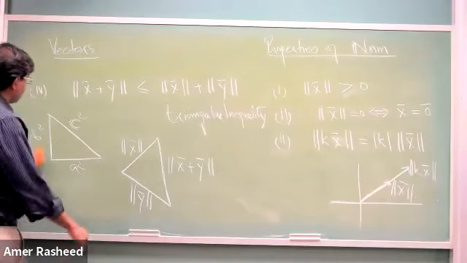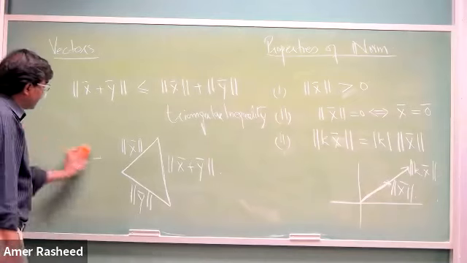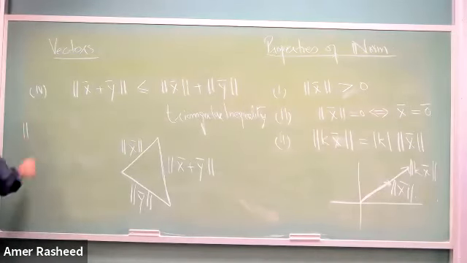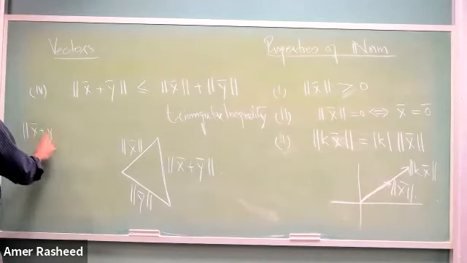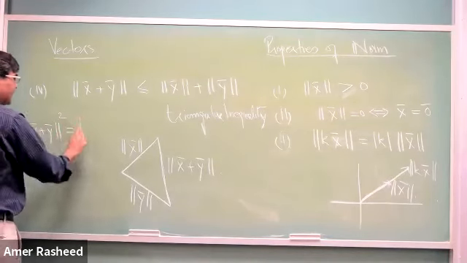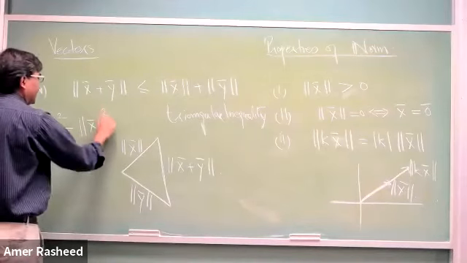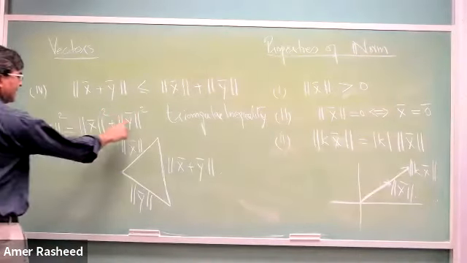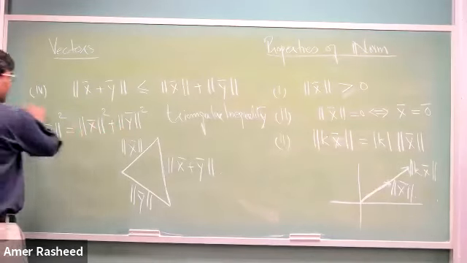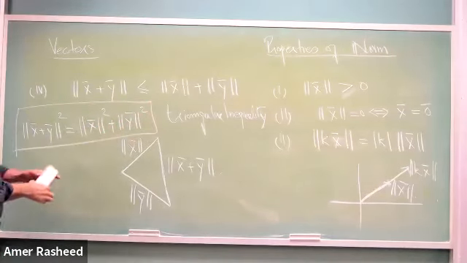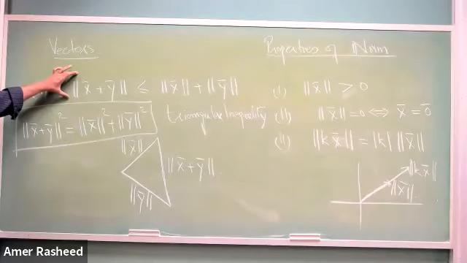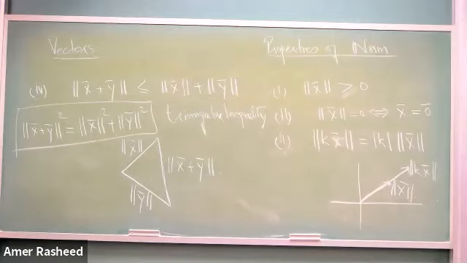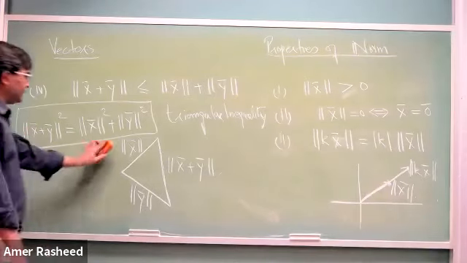If you look at the Pythagoras theorem in this case, then the norm of x plus y, squared, must be equal to the norm of x squared plus the norm of y squared. This is your Pythagoras theorem. And the Pythagoras theorem is different from this triangular inequality. I hope you get it. If you have any confusion, you can ask me.